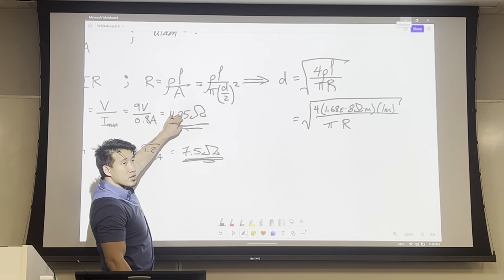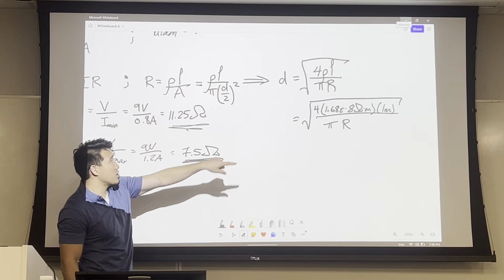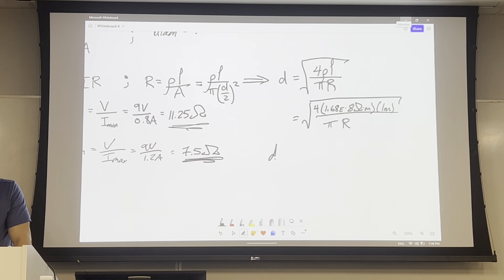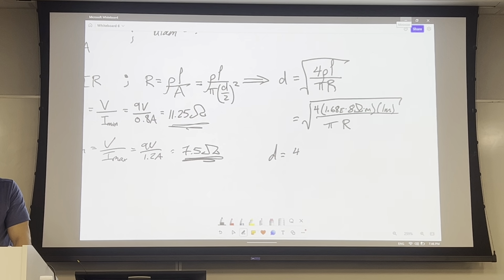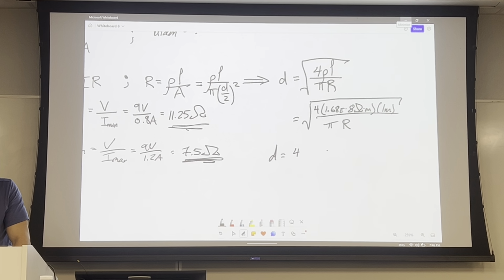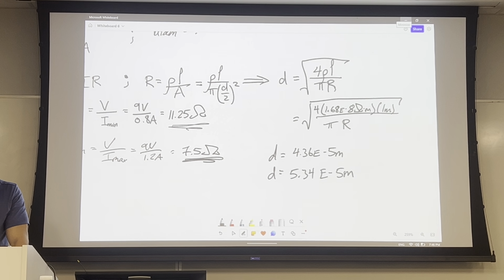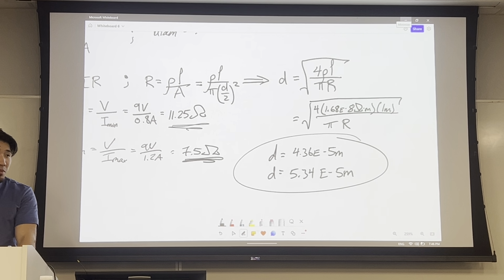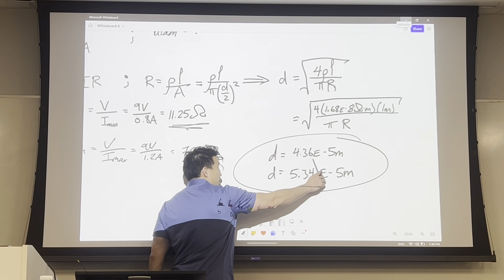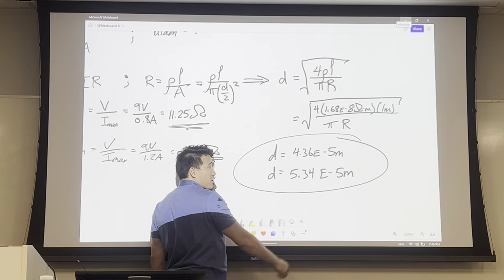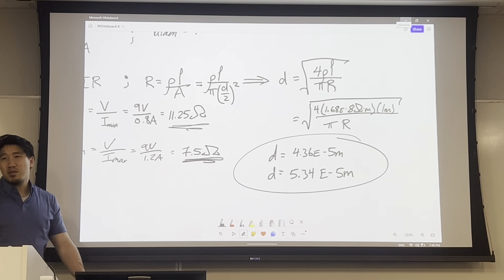And you would plug in the two resistances into our equation, and so then the diameters you're going to compute are 4.36 times 10 to the negative 5th meters and 5.34 times 10 to the negative 5th meters. And that would be the range. So the smallest you can have is 4.36 times 10 to the negative 5th. The largest you can use is 5.34 times 10 to the negative 5th.